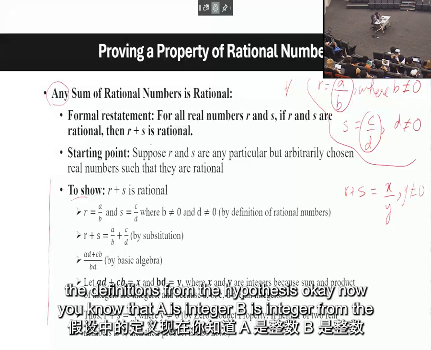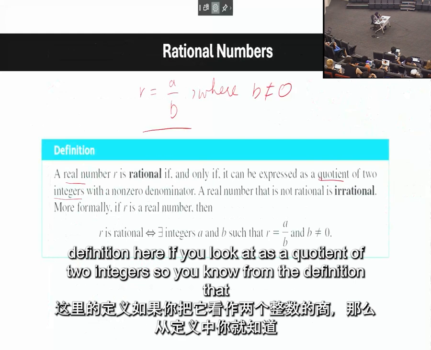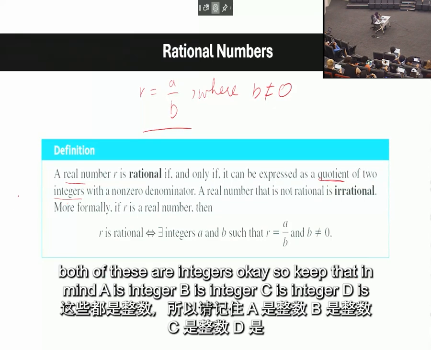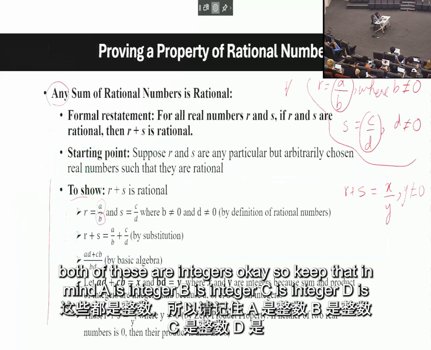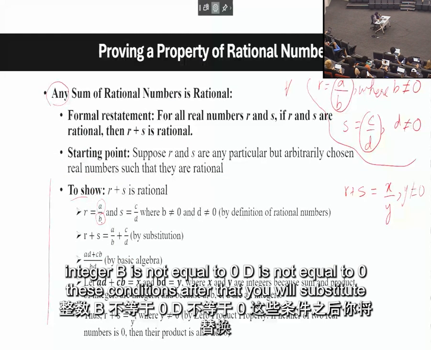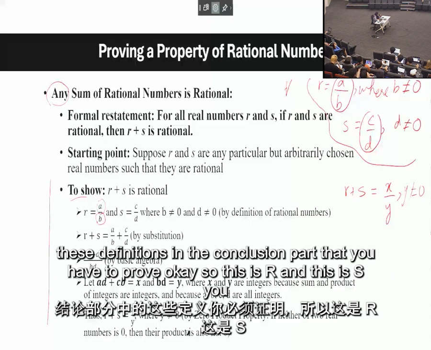Take the definitions from the hypothesis. Now you know that a is an integer and b is an integer from the definition here, as a quotient of two integers. So keep that in mind: a is an integer, b is an integer, c is an integer, d is an integer, b is not equal to 0, d is not equal to 0. These are the conditions. After that, you will substitute these definitions in the conclusion part that you have to prove.